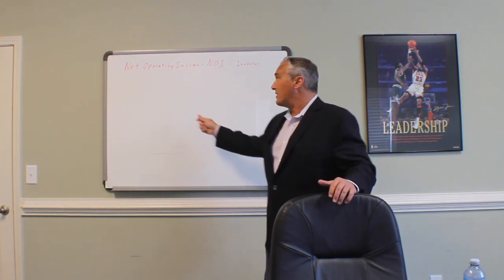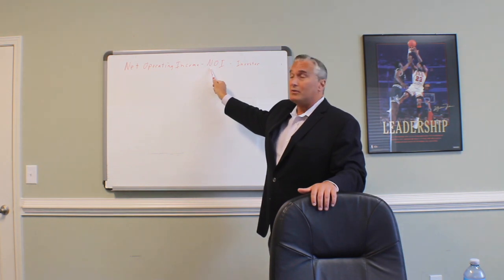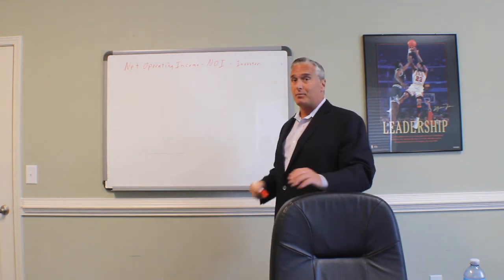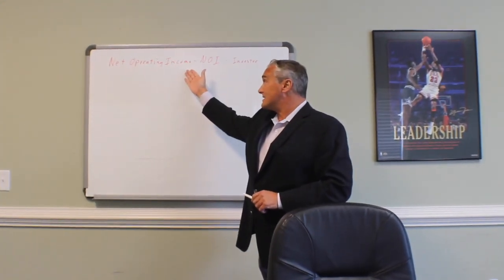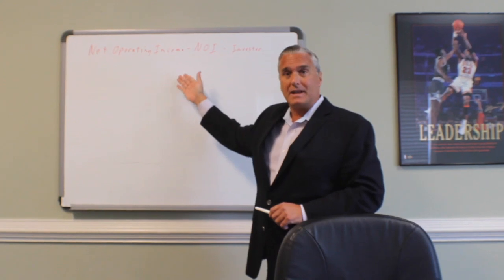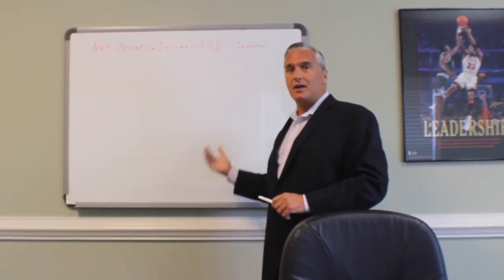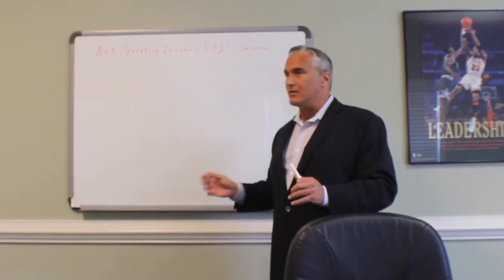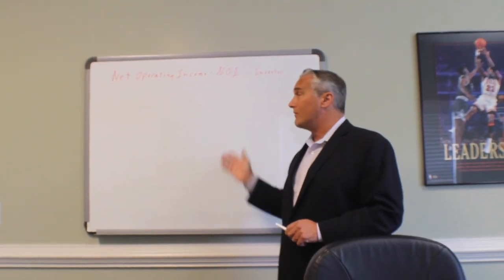Today we're going to talk about net operating income, which is often abbreviated NOI, for investor commercial properties. This is the cash flow that the property kicks off, and it's what we're going to use then to calculate another important factor, which is the debt service coverage ratio, which we'll go over tomorrow. But for today, we're going to go over net operating income.